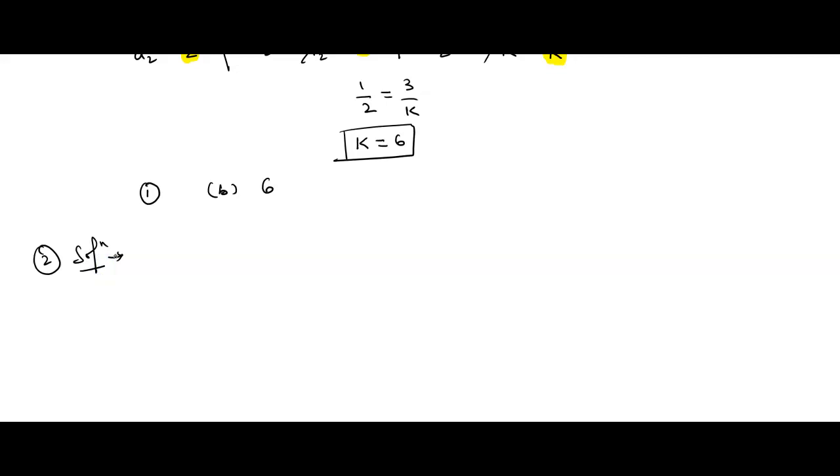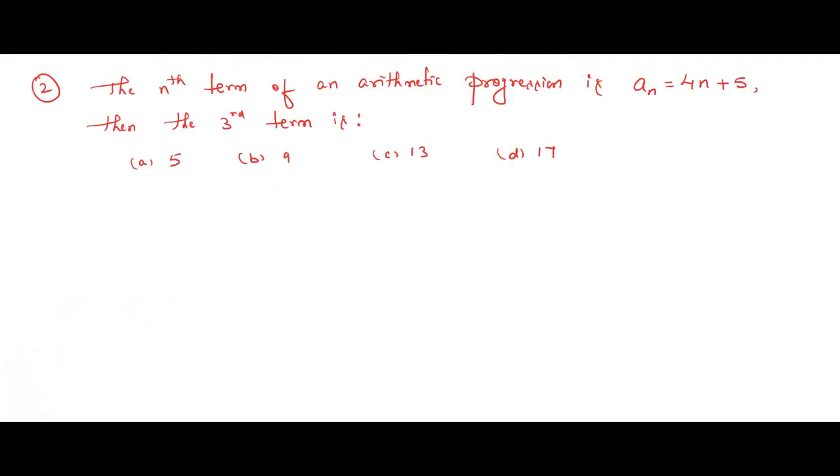See children, what is question number 2 given? Let me go with the question. The second problem: the nth term of an arithmetic progression is an equals 4n plus 5. Then the third term is option A 5, 9, 13, 17. We have to select which is the correct answer. I'll show you how you are supposed to solve this problem.